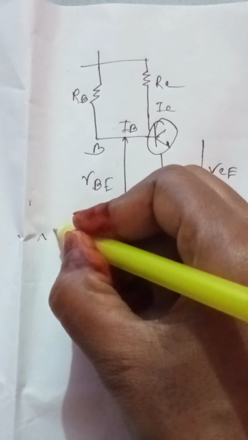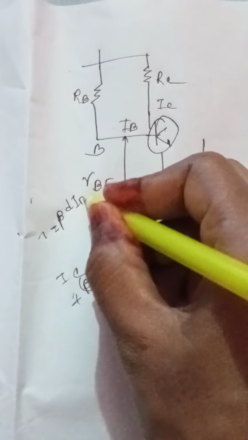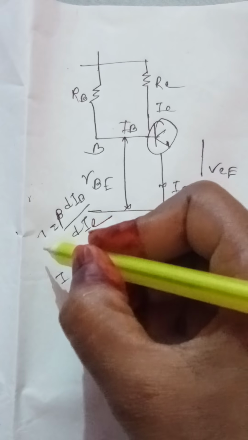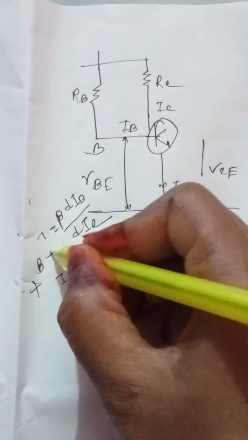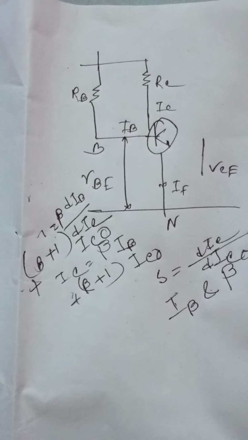1 = beta dIB/dIC + (beta plus 1) dICO/dIC. So we call dIB/dIC the change in base current divided by the change in collector current.